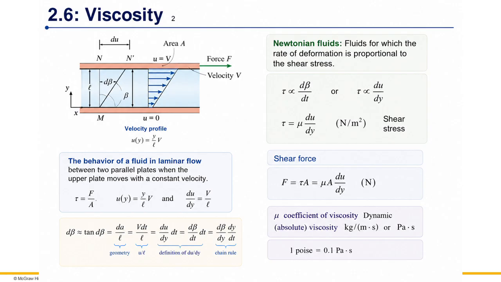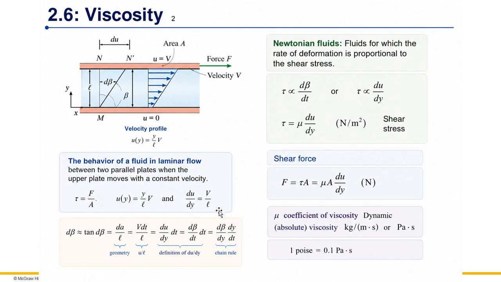If the flow is laminar, the velocity profile between the plates is linear, which means u of y is equal to y by L times v, where u of y means the x-directional velocity along the y-axis. And this L is the distance between the plates, and y is the distance from the bottom plate at any location. The velocity gradient is defined as du by dy and can be found as v by L.